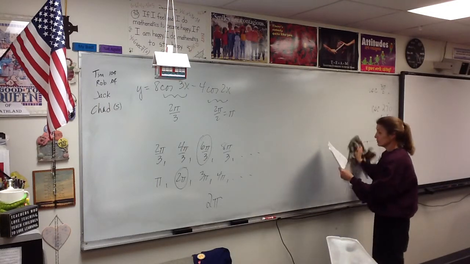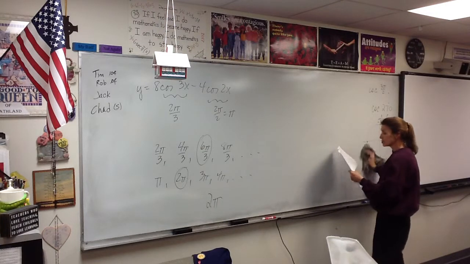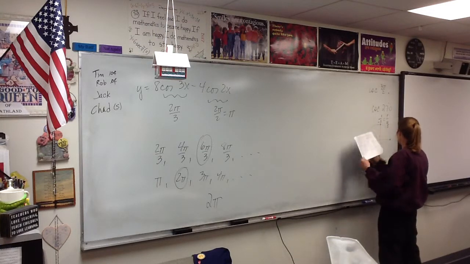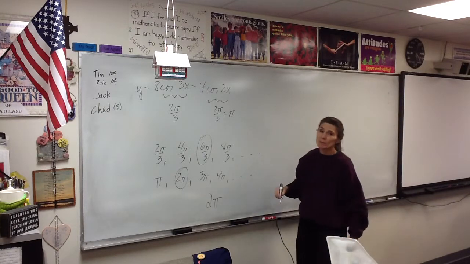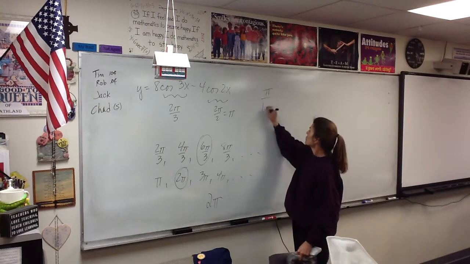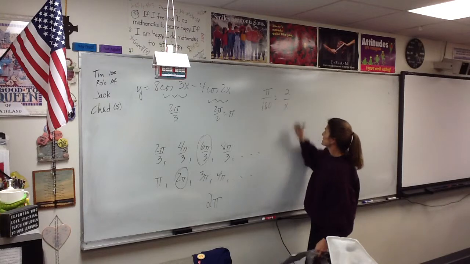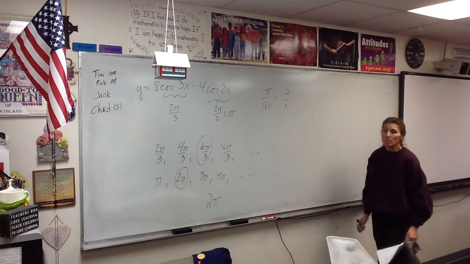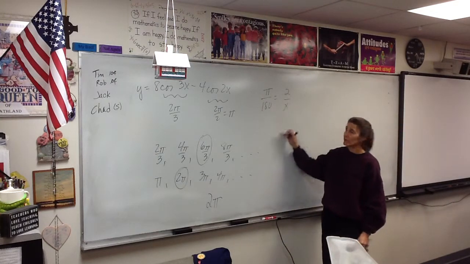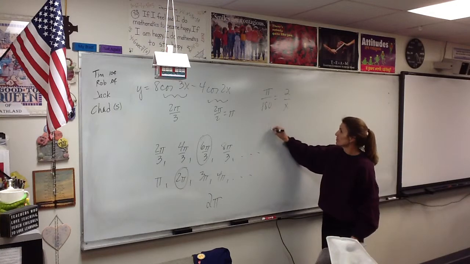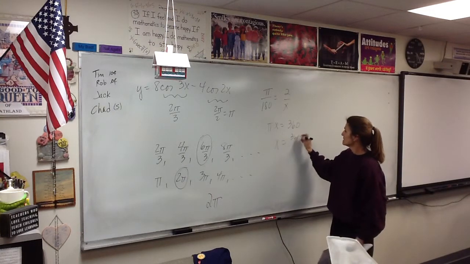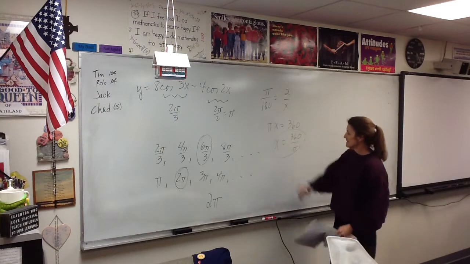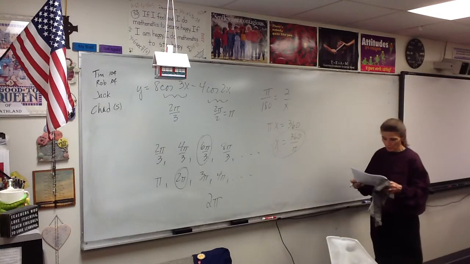Now we're going to do something very simple. We're going to change 2 radians into degrees. Do not make this hard. It's the very first thing we did in this chapter. Pi is to 180 as 2 is to x. That's it. Pi radians is 180 degrees, so 2 radians is how many degrees? Pi x equals 360. 360 divided by pi is the answer.